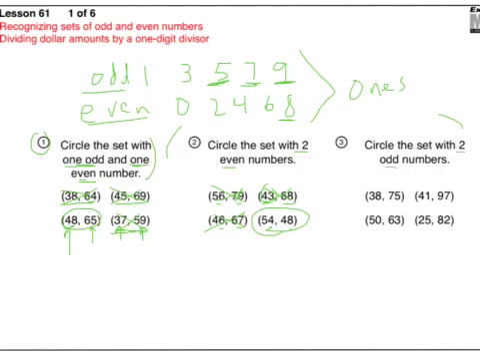Circle the set with two odd numbers. 38 is an even number. It's not going to work to have two odd numbers with that. 41 and 97, both odd numbers because of the 1 and the 7. 50 and 63, 50 is an even number. 25 and 82, 82 is an even number. So there are your answers.